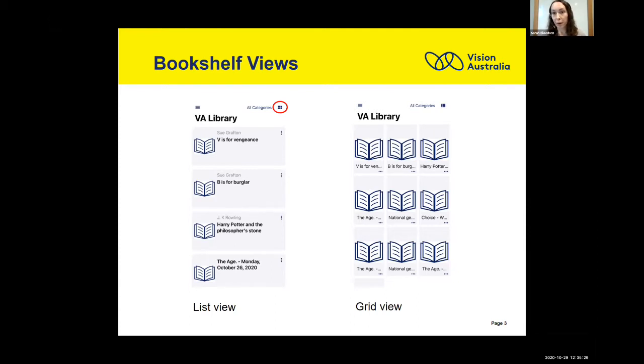That's just a matter of preference. You may prefer to have your items in your bookshelf one way or the other. It's just up to you. But if you're wanting to change this, up the top in the right, there is an option to switch from list to grid.